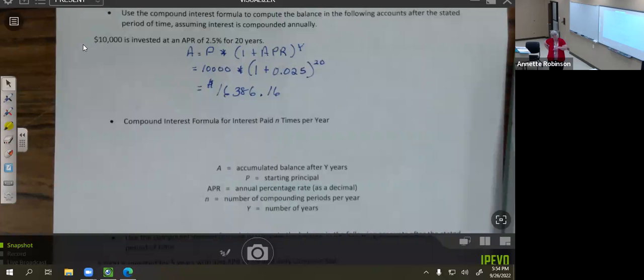Now, keep in mind, 10,000 of that was your own money. The bank only paid you $6,386 for having your money with them for 20 years, using it in loans and investments. If they gave like 2% interest, it'd be great. Good luck.